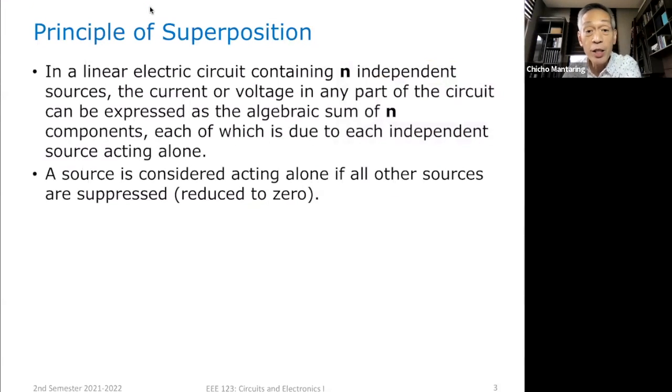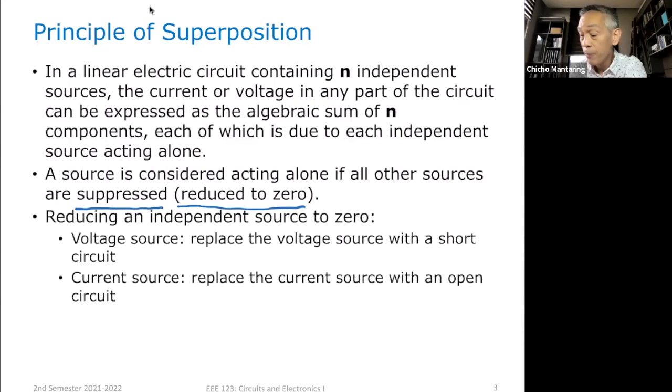A source is considered acting alone if all other sources are suppressed. So what does suppressing a source mean? Suppressing a source is equivalent to reducing it to 0. So you hear either of the two terms: either the source is suppressed or the source is reduced to 0. Reducing an independent source to 0.